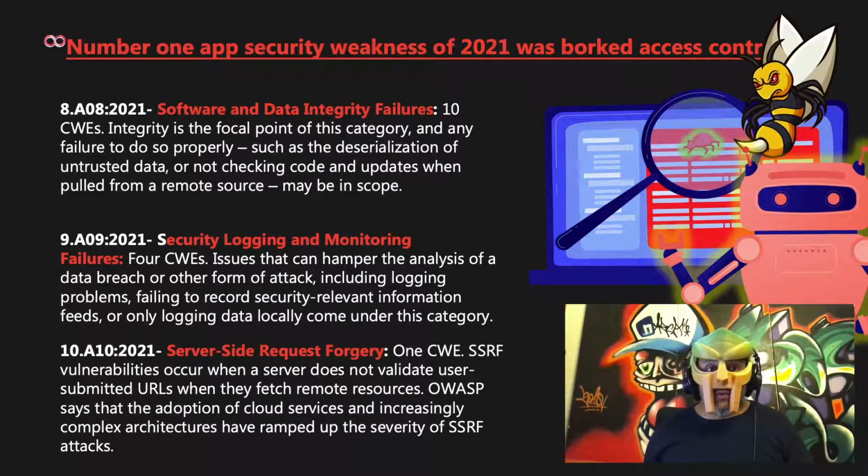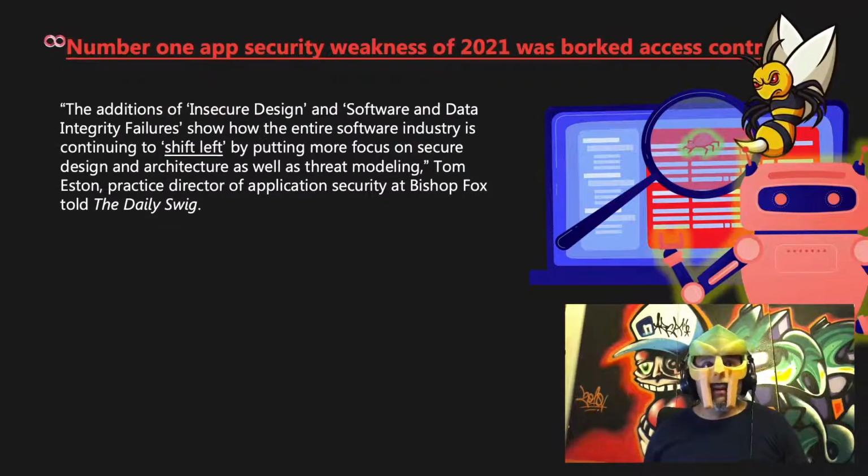Server-side request forgery vulnerabilities occur when a server does not validate user-submitted URLs when they fetch remote sources. OWASP says that the adoption of cloud services and increasingly complex architectures have ramped up the severity of server-side request forgery attacks. The additions of insecure design and software and data integrity failures show how the entire software industry is continuing to shift left by putting more focus on secure design and architecture as well as threat modeling.